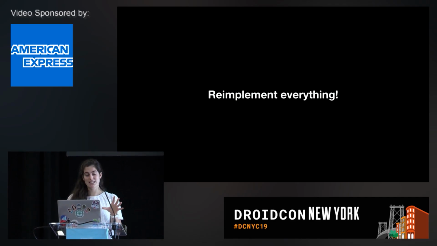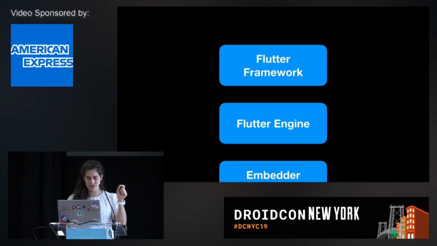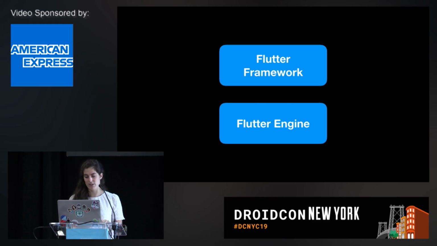So, because they decided to take on a lot of complexity by completely re-implementing the view system, there are two parts to the Flutter architecture. They didn't bundle it all as one. So there's the Flutter framework, and then there's the Flutter engine, and if we're actually being real, there's also this embedder piece, but I'm going to skip that for now. So there are two main pieces that we're going to talk about.